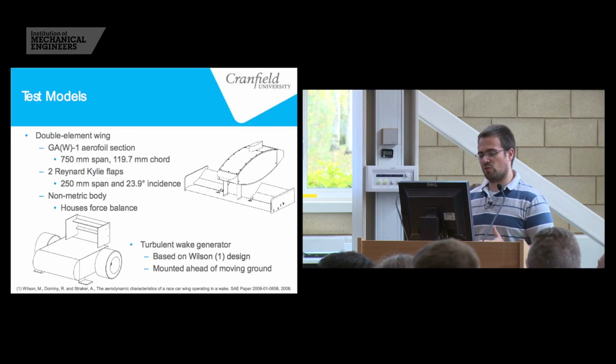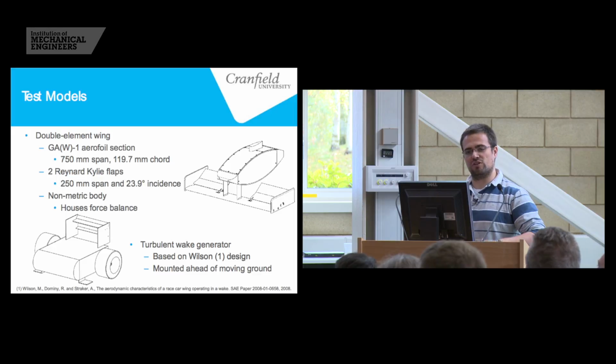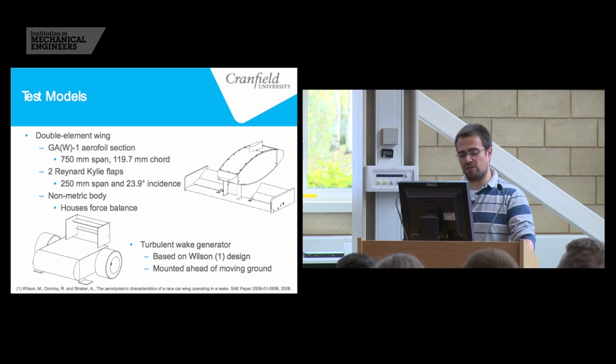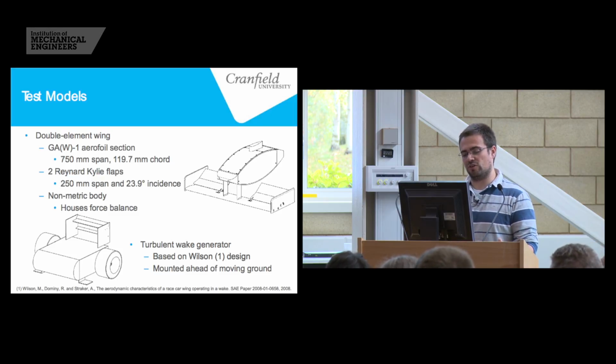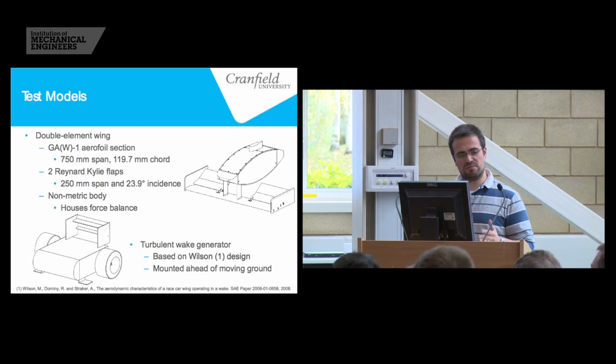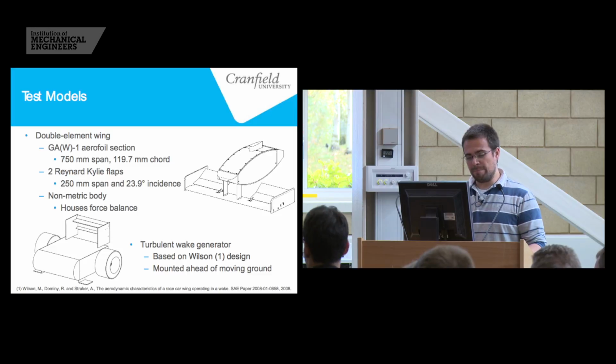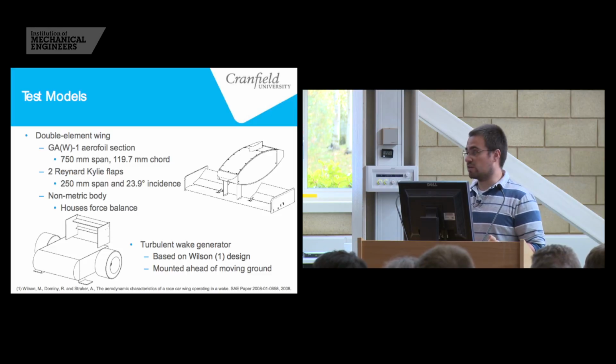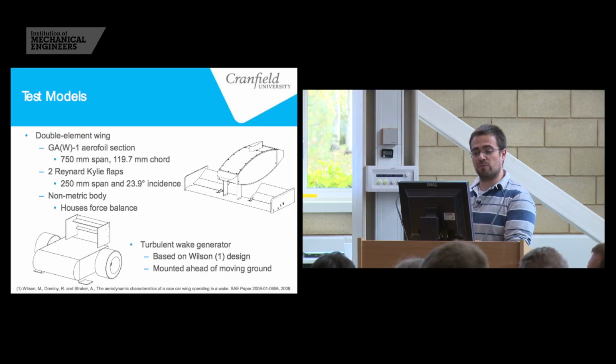So the wing has a GAW1 airfoil section, which is just the airfoil section extruded for the full span of the wing, and it has two Reynard-Kiley flaps that, although I'm only presenting the results for 23.9 degrees, I had the option of 3 different degrees, so 13.9, 23.9, and 33.9. The other option I also had was to change end plate configuration. So there was quite a bit of scope for understanding the influence of the leading car on the trailing wing. The force balance was inside that streamlined body, and all the forces were just measured off the wing, so no forces from the body were actually recorded.